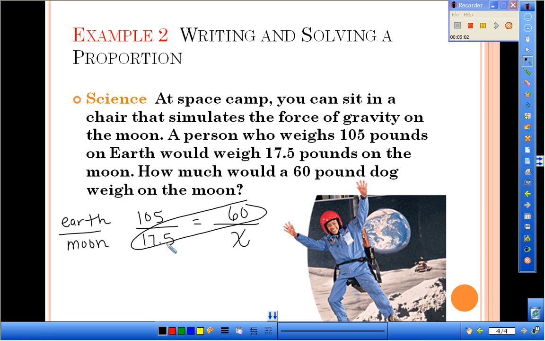60 times 17.5, and that's going to give us 1,050. And then we're going to divide by that leftover number, which is 105. He does not have a number across from him, so he is left out of the house. And 105 goes into 1,050 10 times. So the answer is 10 pounds. The dog weighs 10 pounds on the moon.